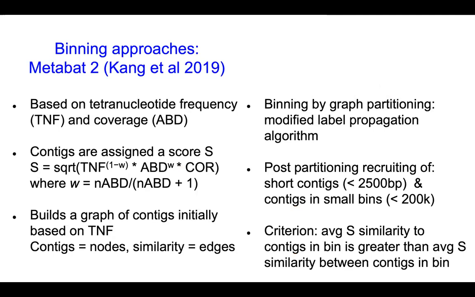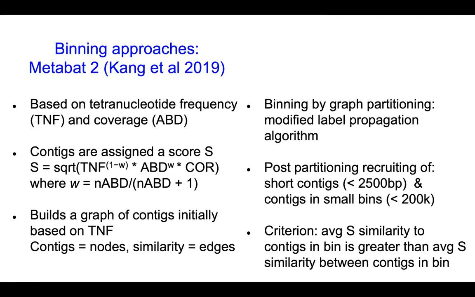Metagenomics uses tetranucleotide frequency, so sequence composition, and coverage across samples, and uses that to assign a score based on the abundance and the tetranucleotide frequency. It then initially builds a graph of all the contigs, not based on this score, but based on the matrix of tetranucleotide frequencies.